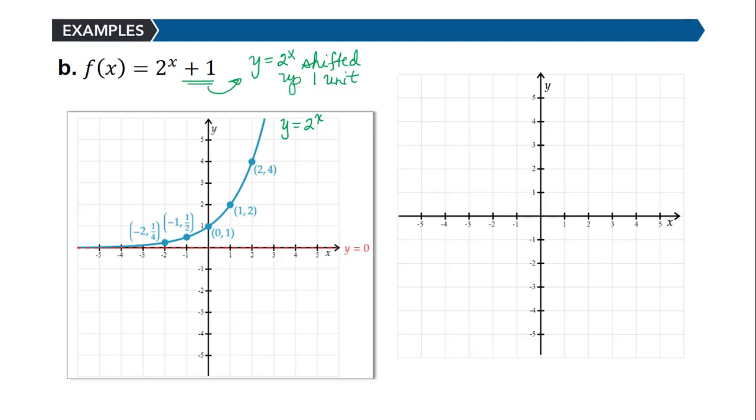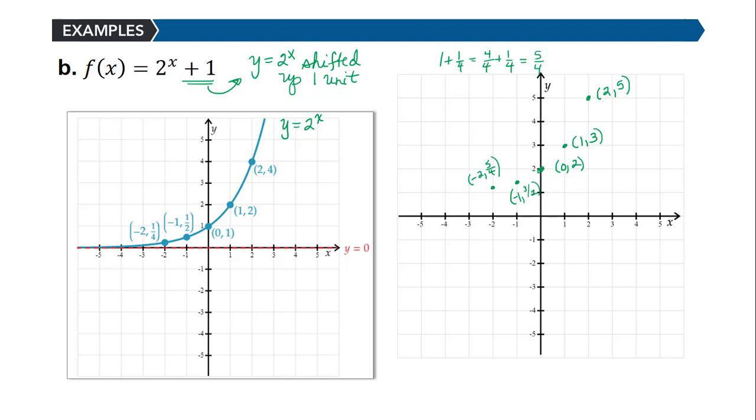So (2, 4) will go to (2, 5). (1, 2) will go to (1, 3). (0, 1) goes to (0, 2). (-1, 1/2) will go to (-1, 3/2). (-2, 1/4) will go to (-2, 5/4), right? When we add 1 to 1/4, that's really 4/4 plus 1/4, which is 5/4.